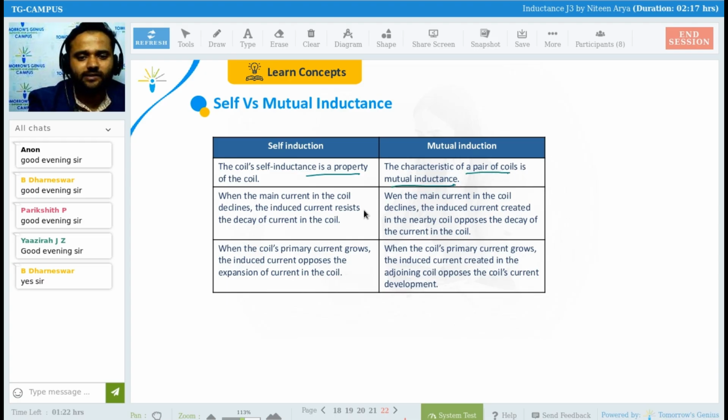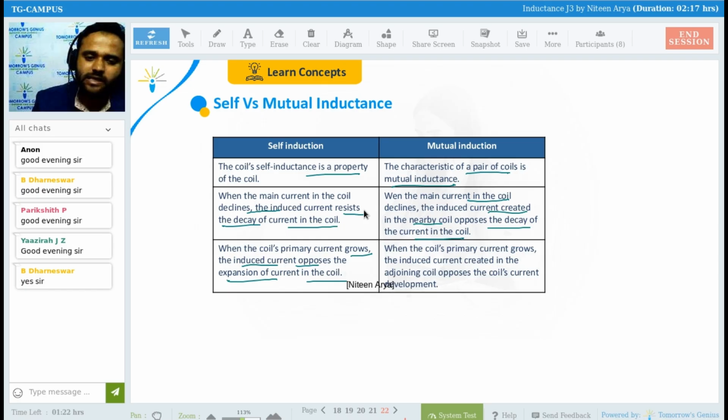When the main current in the coil declines, the induced current resists, and they decay. The decay of the current in the coil. When the coil's primary current grows, the induced current opposes the expansion of the current in the coil.